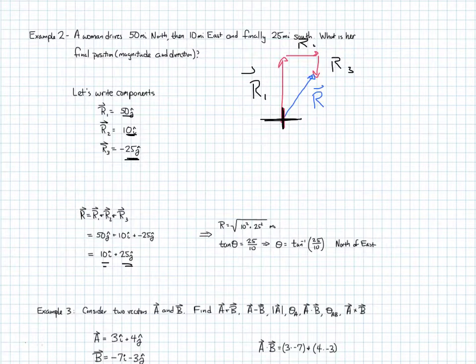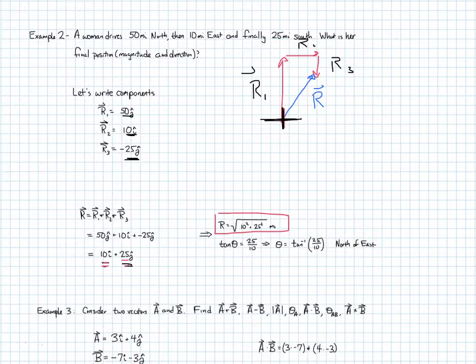Alright, so that's the resulting vector in component form, but you were asked for this in magnitude and direction. So we can always find the magnitude and direction. The magnitude is given by the square root of the sum of the squares of the resultant vector here, 10 squared plus 25 squared.